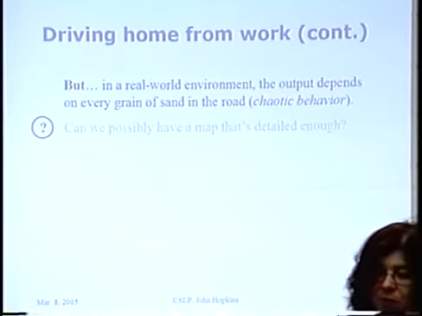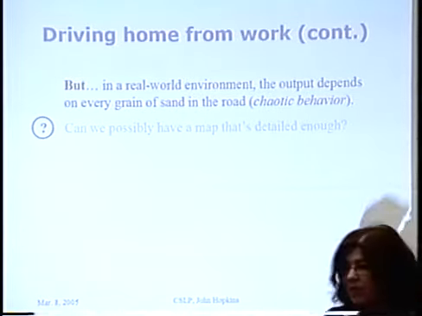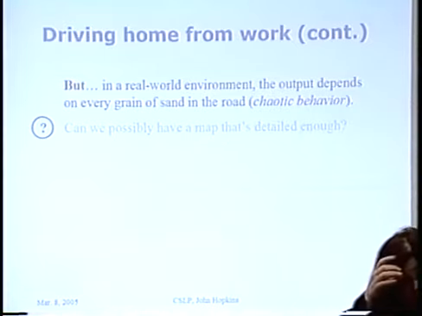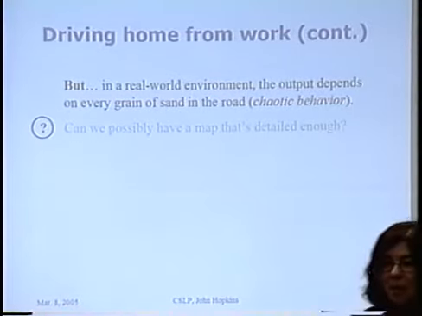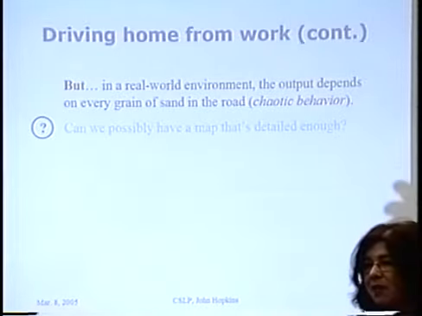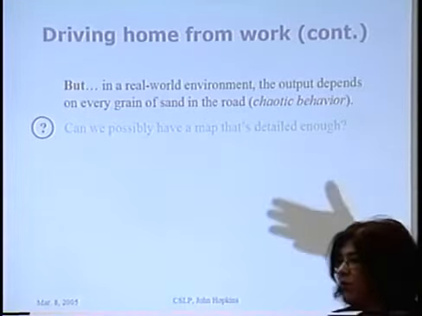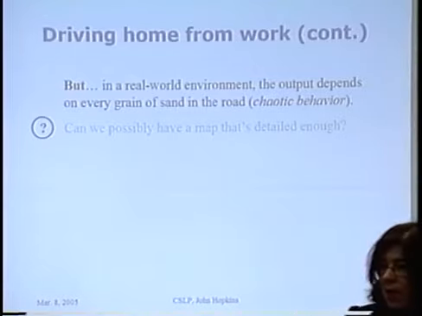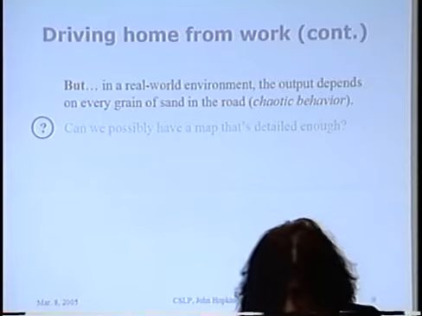Okay? So in the real world environment, the output depends on every grain of sand in the road. This is chaotic behavior. If on your map you did not properly indicate the position of one grain of sand in the road, then far enough down, your car is going to end up in your living room window instead of your driveway. So this map needs to be awfully detailed.